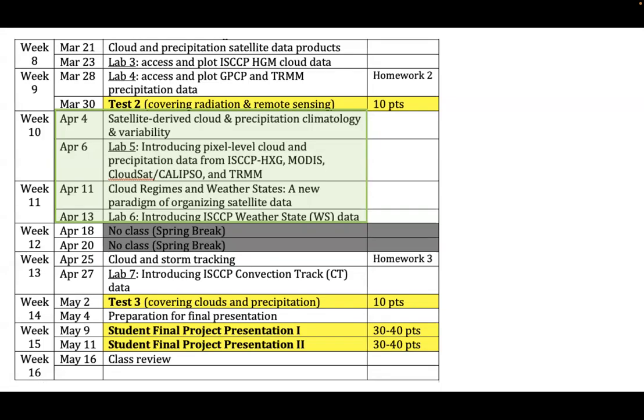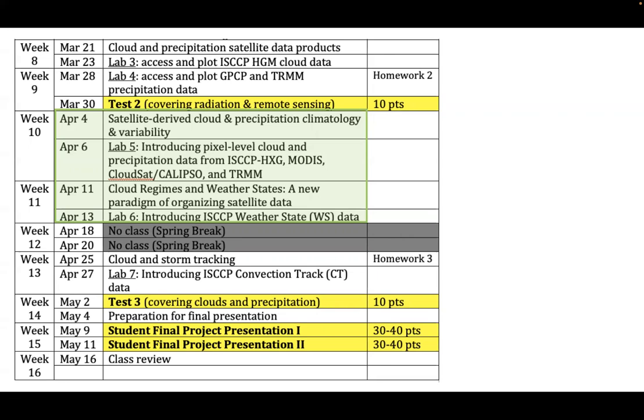Yeah, let's take a look at the schedule. We're on April 4th. So actually from last week on, we are into 2 weeks before. We're into the third part of this class, which concerns the cloud and precipitation data sets and how to use them to analyze some cloud and precipitation problems.